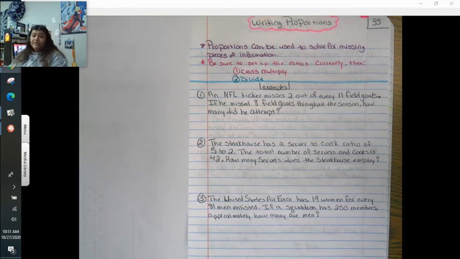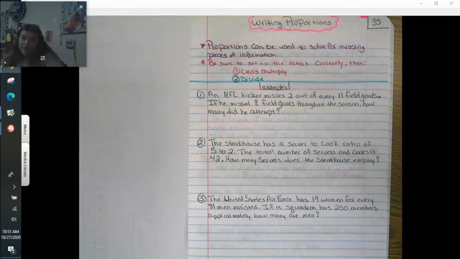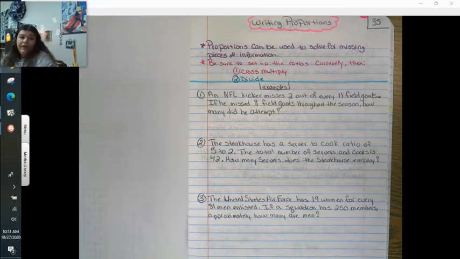Okay, so proportions can be used to solve missing pieces of information. Actually, the star is 80% can be solved with proportions, so that's pretty cool. We need to make sure to set up the ratios correctly. When you set your ratios up, just to make sure you're going to get it right, make sure that you write the unit we're talking about. That'll help you greatly on this one. And then when you're ready to solve it, you just cross multiply and divide like we did yesterday. Okay, so let's get started.